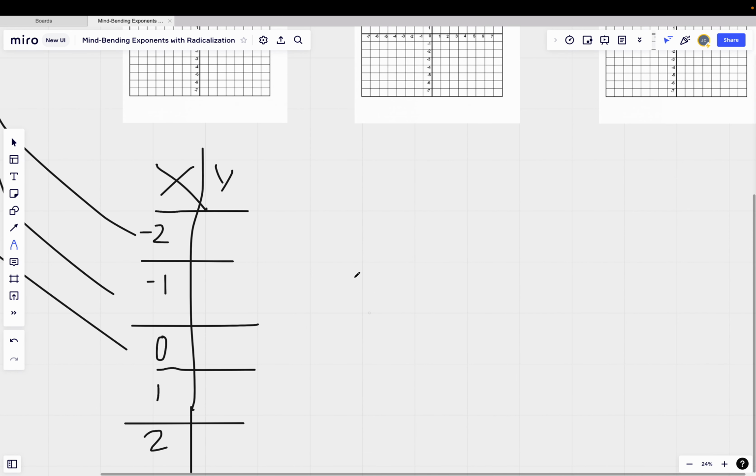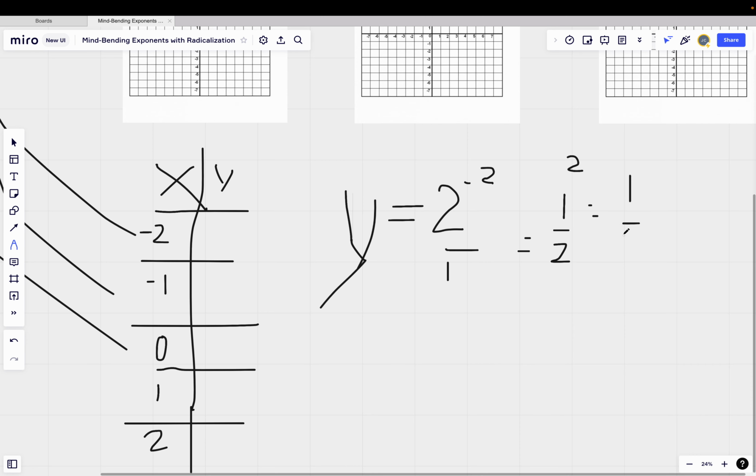So that would be y equals 2 to the -2, which in a previous video we discussed is 2 over 1, and we just flip it, so 1 over 2, and then to the second power gives us 1 over 2 squared, which is 1/4. So when x equals -2, y equals 1/4.